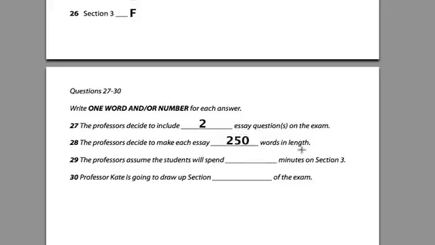The professors assume the students will spend how many minutes on section 3? So they mentioned that students that study hard will spend 30 minutes on sections 1 and on section 2. So they imagine the students will allot an hour and a half to section 3. So the number of minutes would be 90. Professor Kate is going to draw up a section of the exam, and she's going to do section 1, and the other professor is going to do sections 2 and 3.